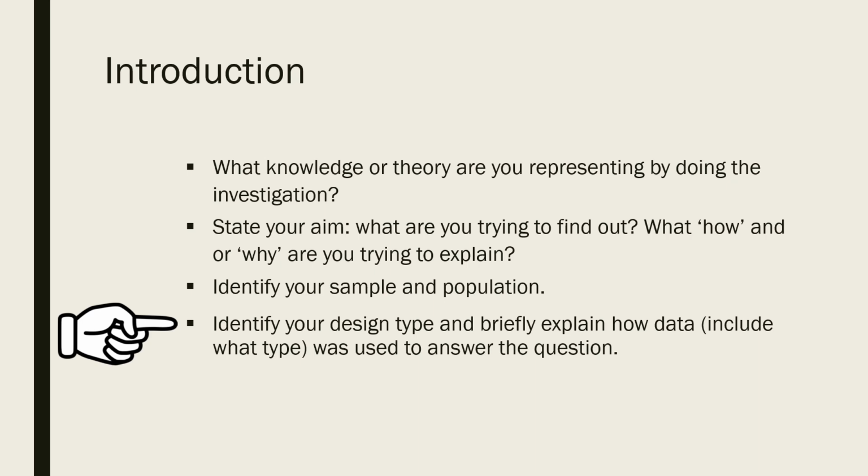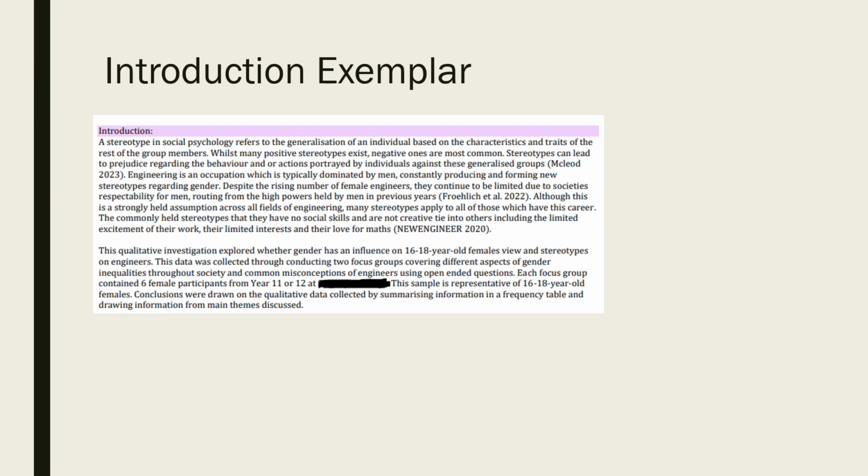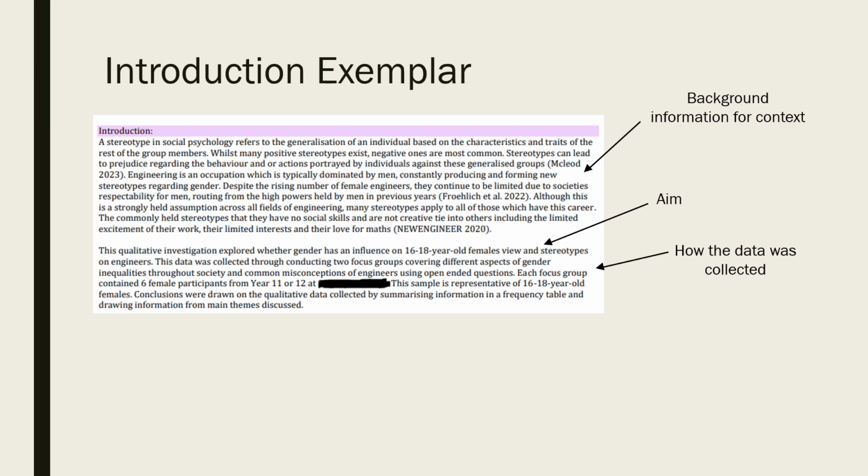Let's have a look at an exemplar of an introduction for a qualitative report. This introduction is a very clear and concise overview of the context for the investigation. As well as containing all of the required specific information about the investigation, including its aim and the general research question being explored, this student has also mentioned how the focus group method was used to collect data and from what sample group. They then finish with a brief summary of how the data was analysed. Again, keep it brief, as you will provide more detail of this in the materials and method section.